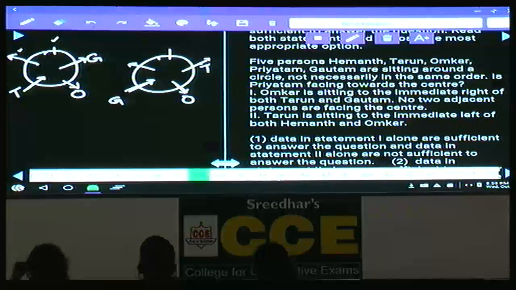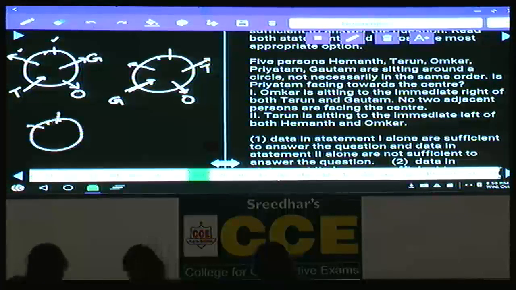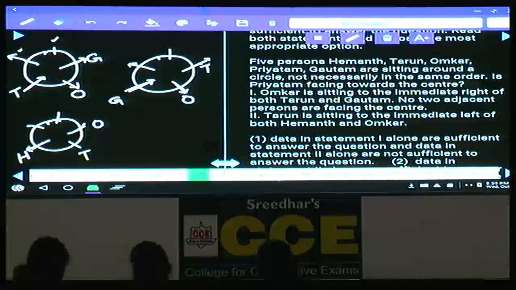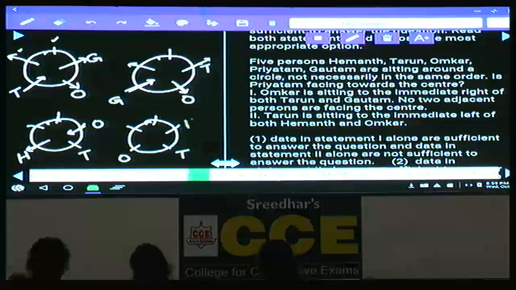Tarun is sitting to the immediate left of both Hemant and Omkar. Again, five persons are there, and Tarun is here, with Hemant and Omkar here. Tarun is to the immediate left, which means Hemant is away from the center and Omkar is facing towards the center. In the second case, with five persons 1, 2, 3, 4, 5, Tarun is here, Omkar is here and Hemant is here. Then Omkar is facing towards the center and Hemant is away from the center. Now two alone is also not sufficient. One alone is not sufficient, two alone is not sufficient.